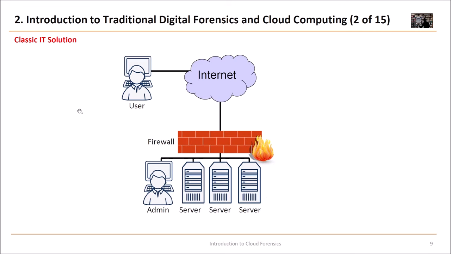Here you can see a classic IT solution. You have your data center here with different servers. You have your administrator who has on-site access to the servers. Then you have a firewall that connects your servers with the internet. I, of course, made this a little easier here. Usually you also have a DMZ and different network partitions and so on, but we keep it simple here. The firewall connects to the internet, and then the internet connects to the user who uses your service.